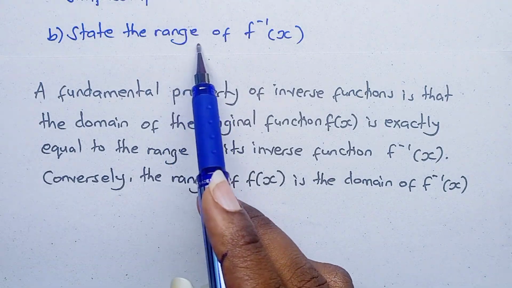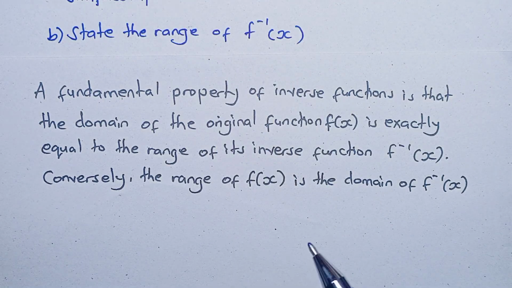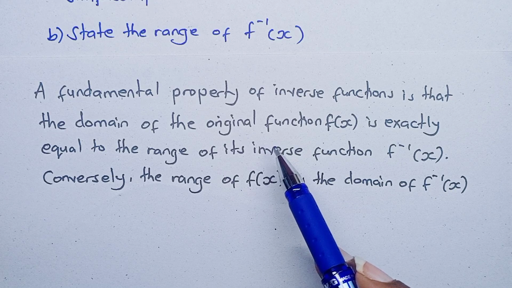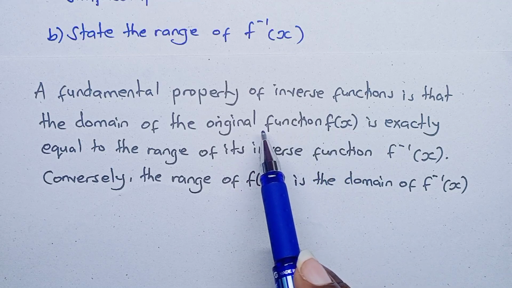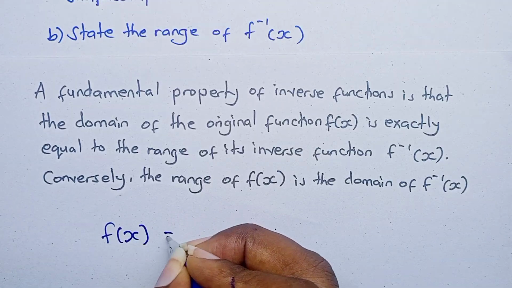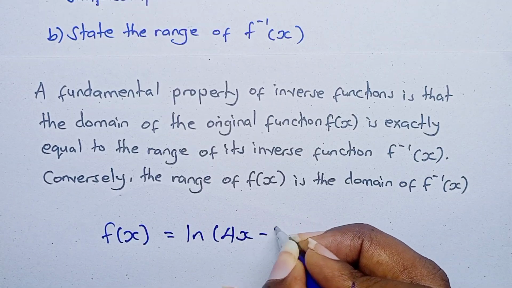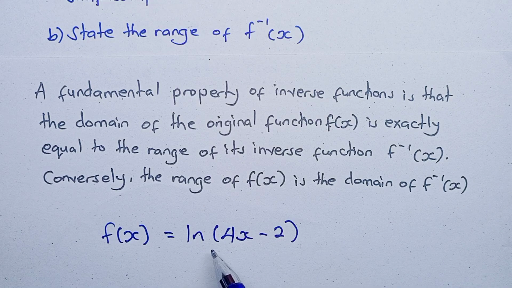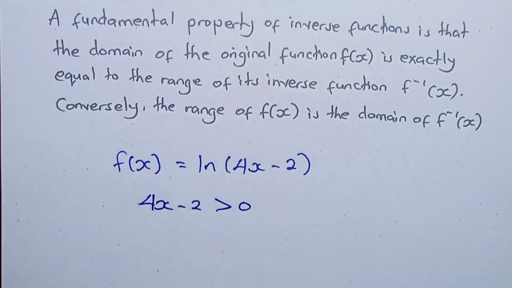Since they've asked us for the range of the inverse function, that means we're going to find the domain of the original function, because the range is exactly equal to the domain of the original function. Now, since our function f of x equals natural log of 4x minus 2, for the natural logarithm to be defined, its argument must strictly be greater than 0. So 4x minus 2 should be greater than 0.